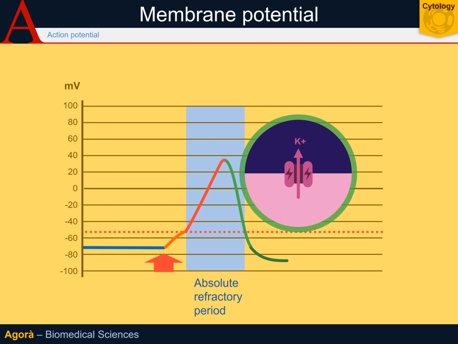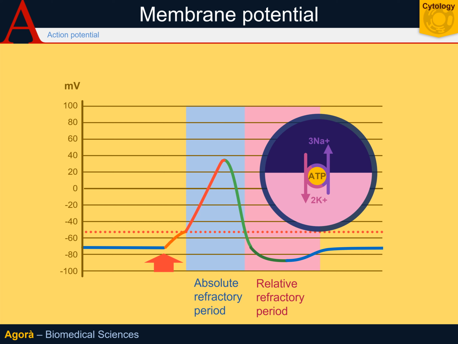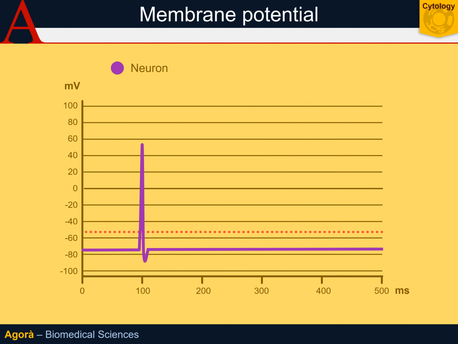At this stage, in theory, the cell can initiate a new action potential following a stimulus. Now that the membrane is hyperpolarized, it is difficult for a stimulus to reach -55 mV unless it is very intense. For this reason, this state is called relative refractory period. Finally, the restoration of the correct intra and extracellular concentrations is achieved through the activity of the sodium-potassium pump. The action potential is a very fast event that lasts 2 to 3 milliseconds.